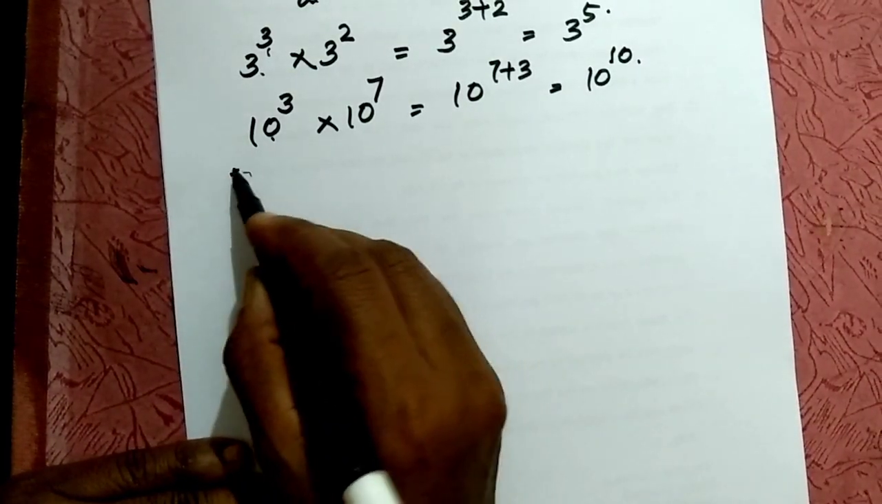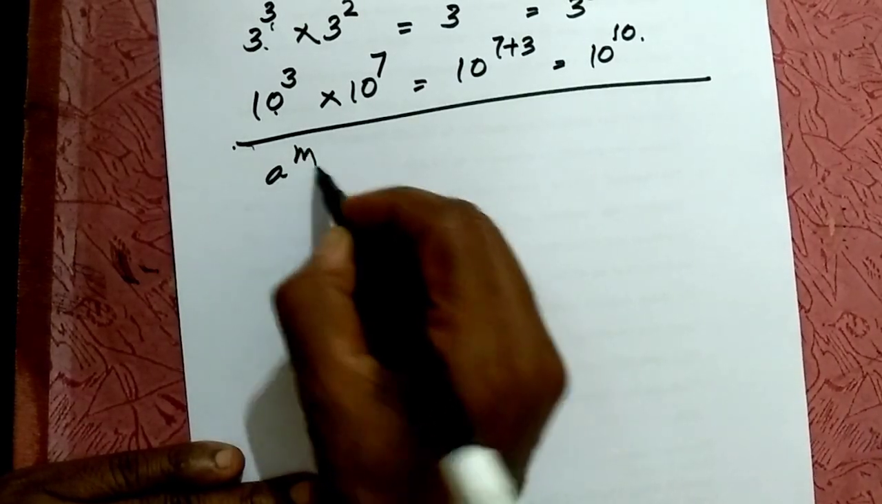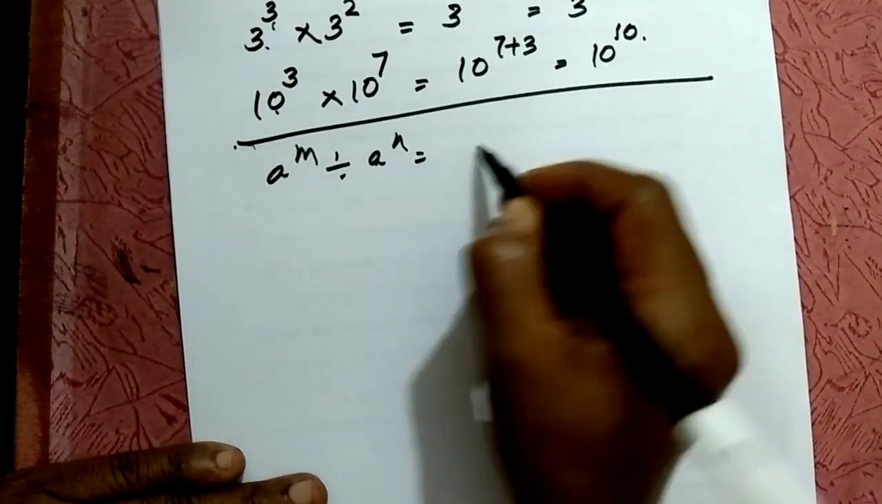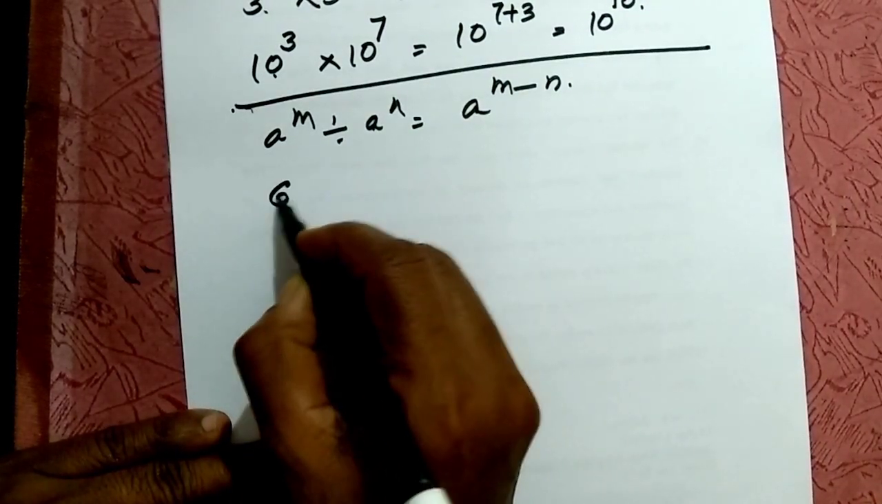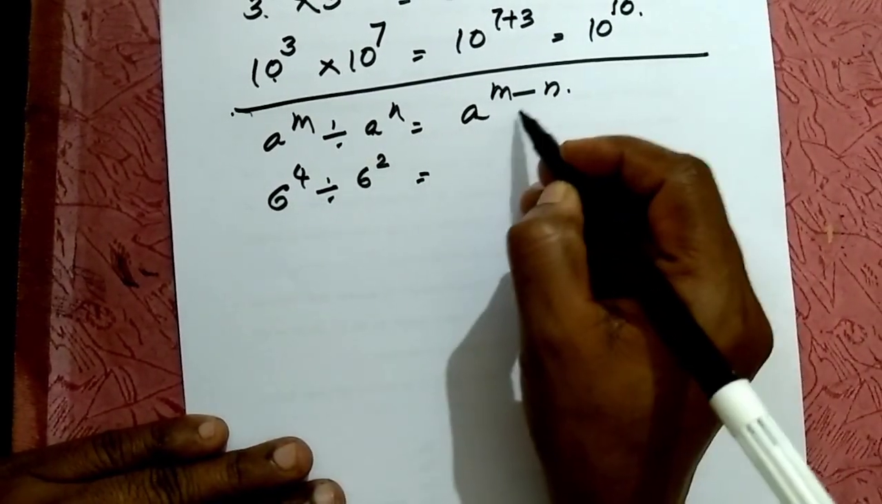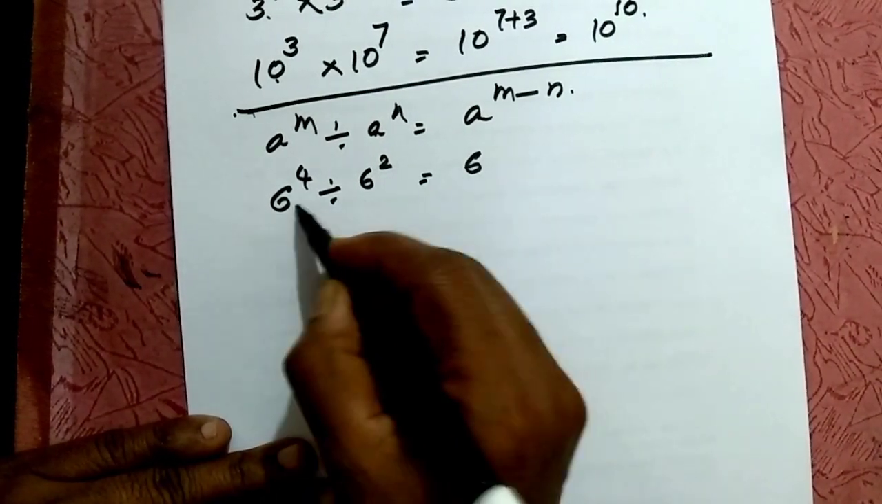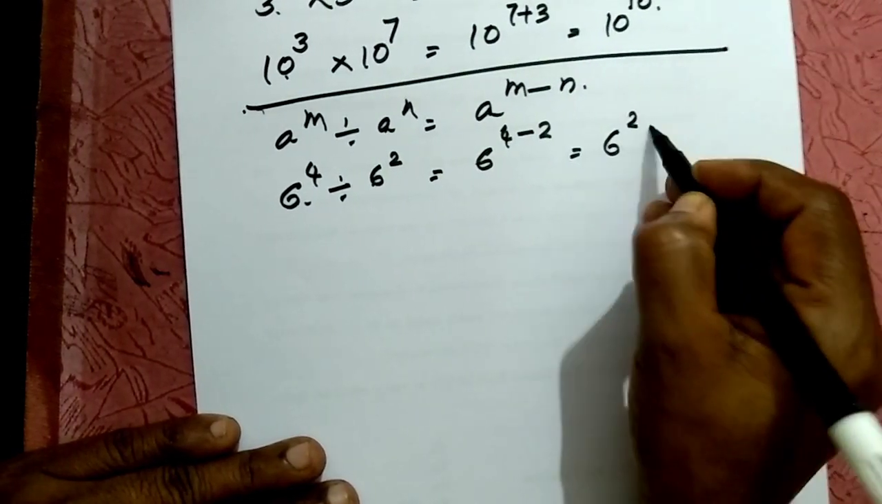Then application of quotient law. Quotient law is a raised to m divided by a raised to n is equal to a raised to m minus n. So 6 raised to 4 divided by 6 raised to 2. How can you do this? Same base, so 6 raised to 4 minus 2 is equal to 6 raised to 2.